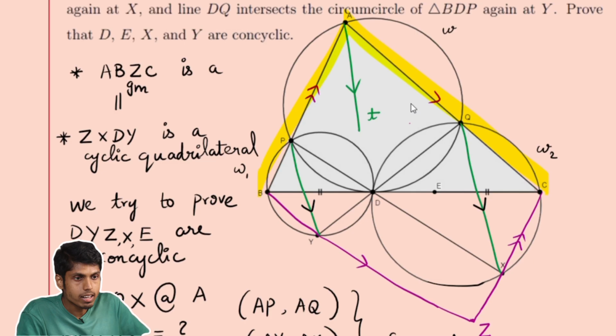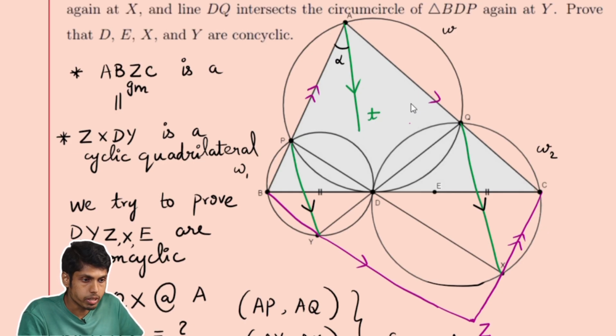I know the angle made by T with AB, say alpha, is the same as the angle made by PY with PB, so that will also be alpha, which is equal to angle BDY because it's made by the same segment DY. But BDY equals CDQ, so that will also be alpha. And DQ is a chord of circle omega, the first circle.